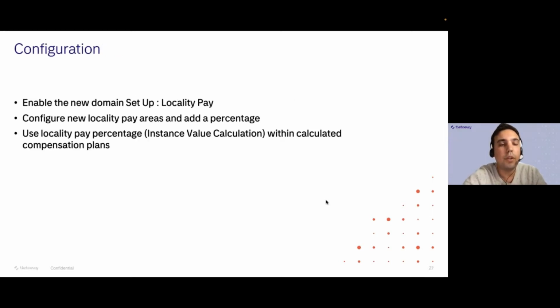So for this configuration, we have a new domain called Setup: Locality Pay that you need to enable if you want to opt in for this feature. You need to go to the task, Create Maintain Locality Pay, and create your new locality pay and add a percentage for them. And once you have created that, you can use this locality pay percentage. It's linked to an instance value calculation, and then it can be used for your calculated compensation plans.